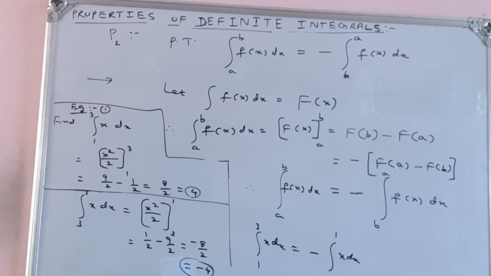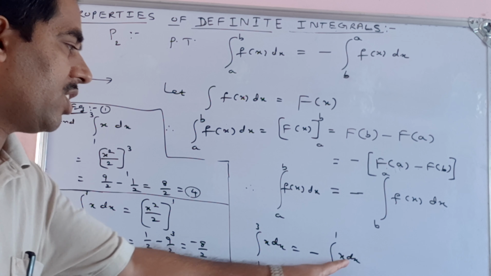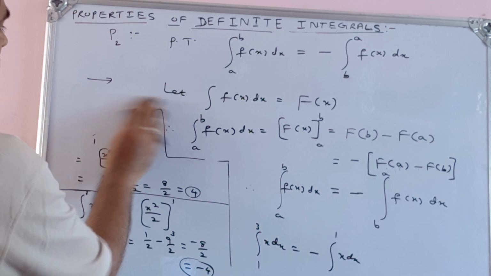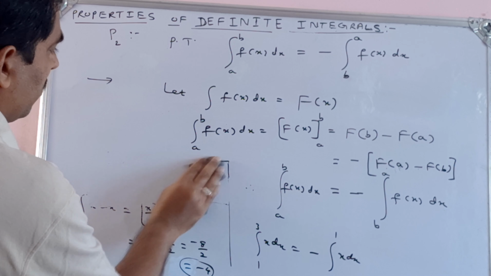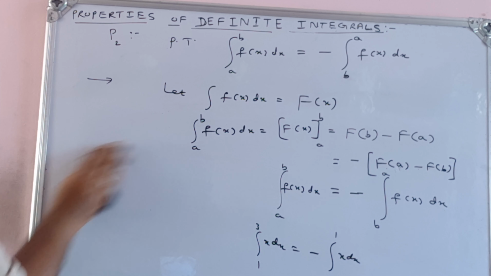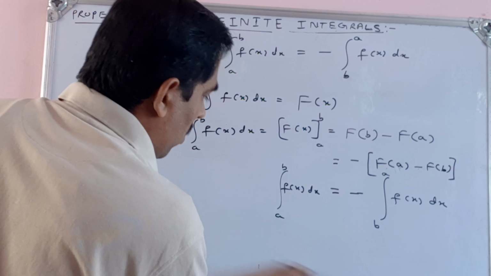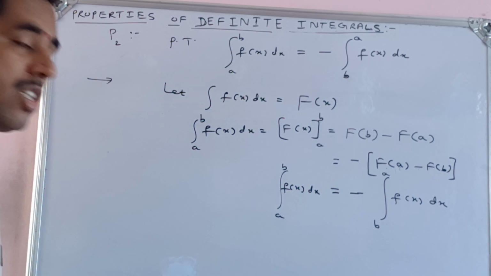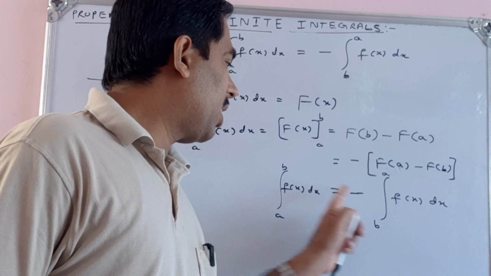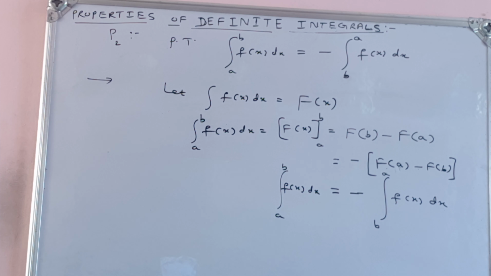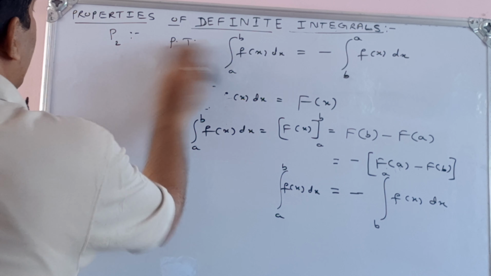This is minus b to a. So I have interchanged this, that is x dx. So we can note down from this example, this is our second property. So what is the second property? If we interchange the limits of integration, the integral becomes negative: minus of integration b to a f of x dx. So this is our second property, a very important and very simple property.